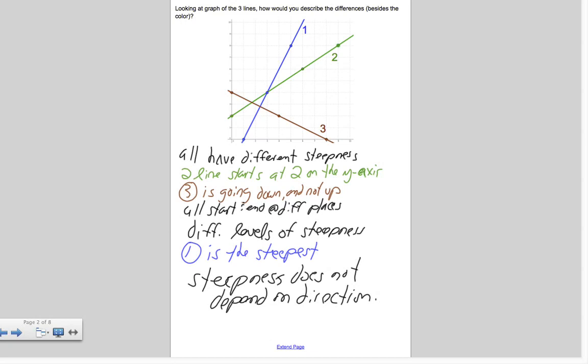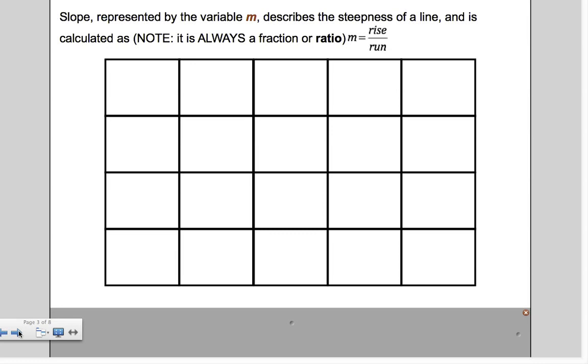Vincent kind of touched on it already. There's a mathematical term, it's not called steepness. What we actually call it is slope. So we're talking about slope today. But then direction does affect slope, Mr. Tan. Direction does affect slope, but does not affect the steepness of the slope.